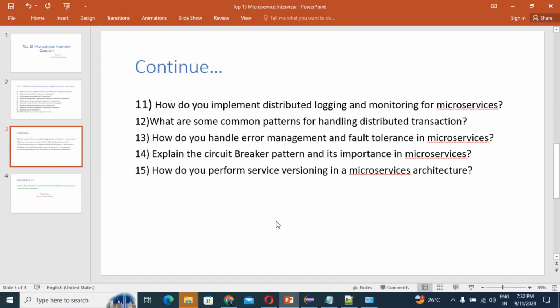The third approach is fallbacks. Fallbacks mean providing default responses or alternative actions when a service fails. Graceful degradation.